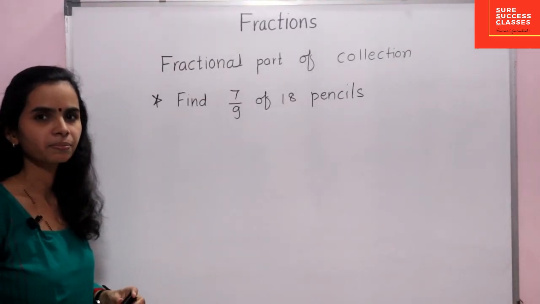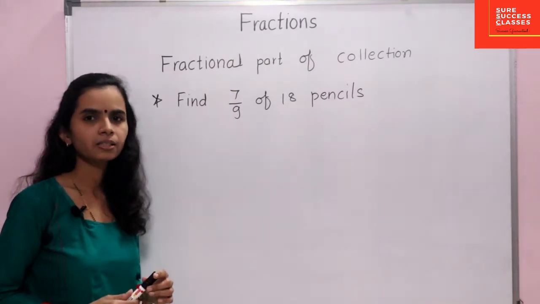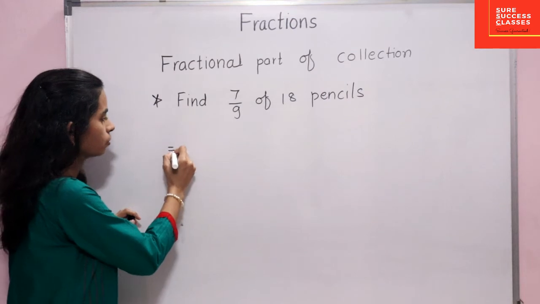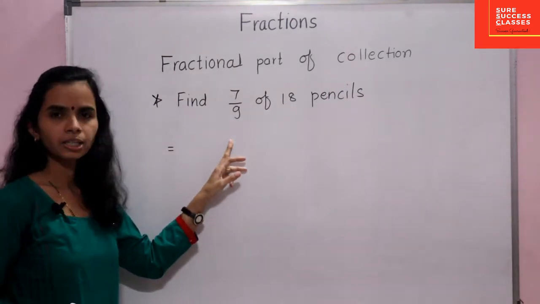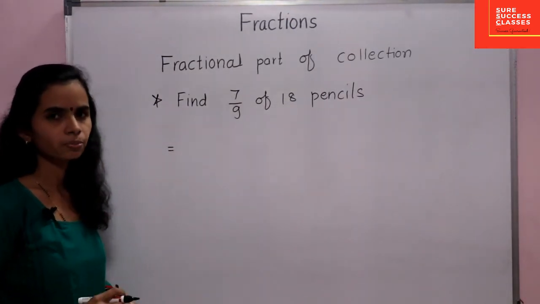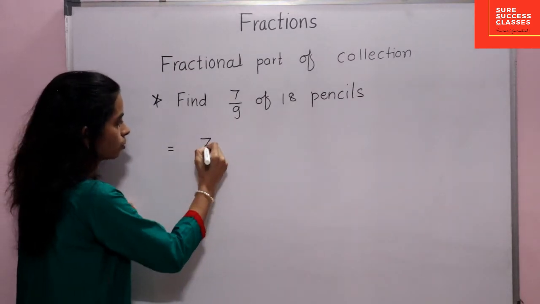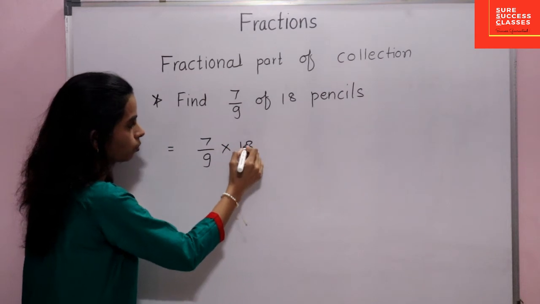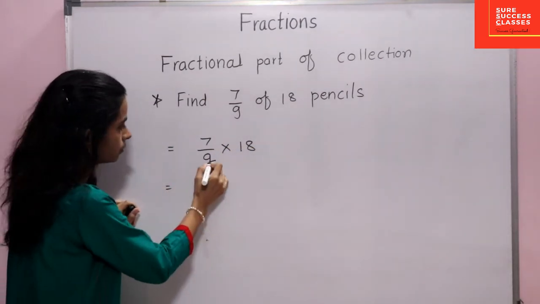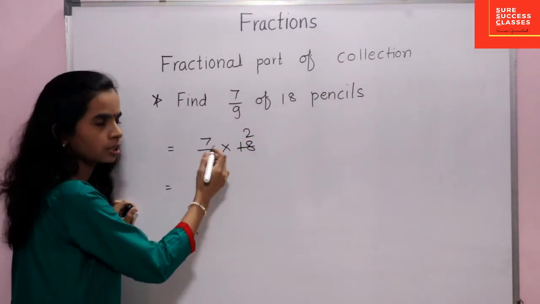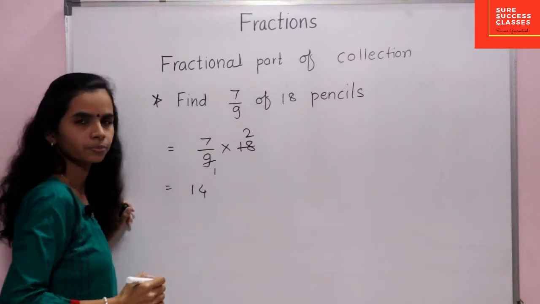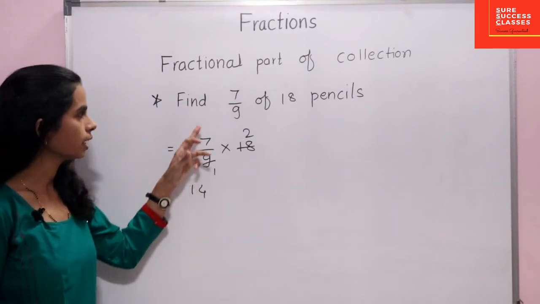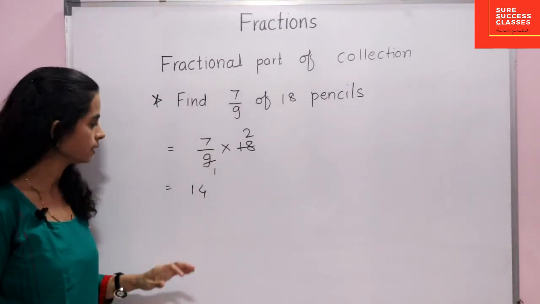Students, let's solve this example. The concept of this example is similar to the previous example. Here we have to find 7/9 fraction of 18 pencils. Total number of pencils is 18, so 7 by 9 into 18, of means multiplication. 9 ones are 9, 9 twos are 18, 7 into 2, 14. So the 7/9 fraction of 18 pencils is 14.